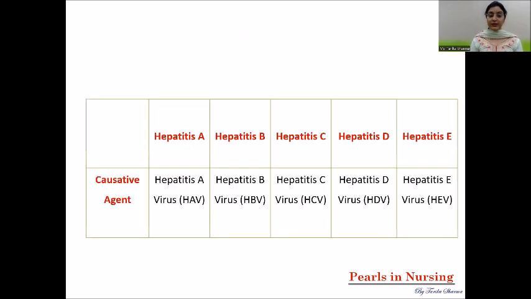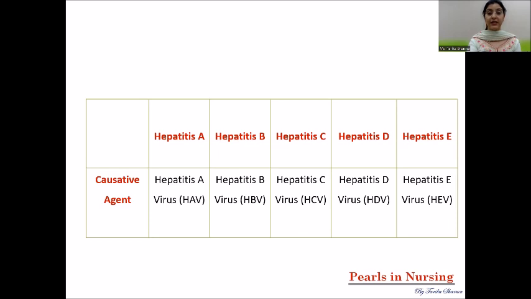So this is the comparison on the basis of causative agent. As the name is saying, hepatitis A is caused by hepatitis A virus, also known as HAV. Hepatitis B is caused by hepatitis B virus, known as HBV. Hepatitis C is caused by hepatitis C virus, known as HCV. And hepatitis D is caused by hepatitis D virus, known as HDV. And at the last, hepatitis E is caused by hepatitis E virus, commonly known as HEV. So you can see all these viruses, the name is taken depending on the type of virus which is causing the disease.